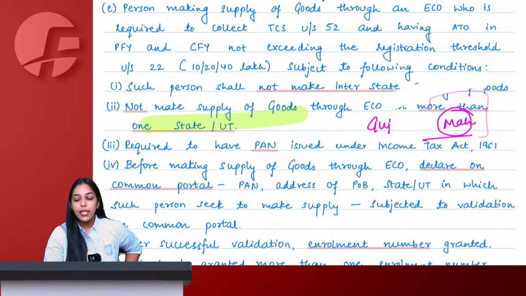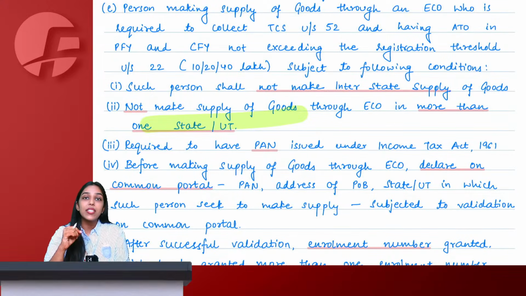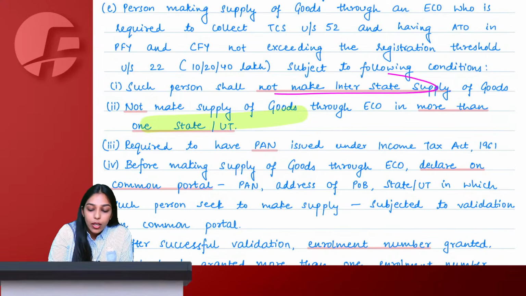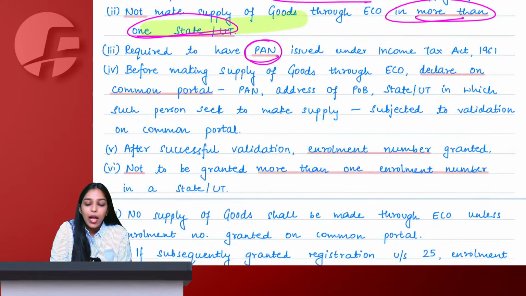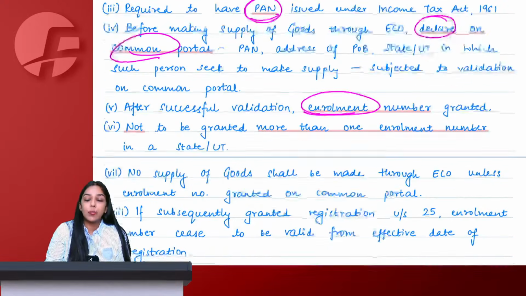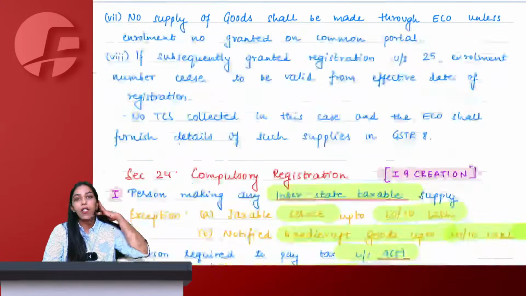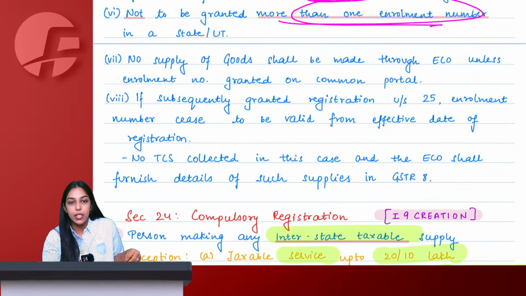Understand this? We are saying that if I want to stay unregistered up to my aggregate turnover reaching 10 lakh, 20 lakh, 40 lakh, whatever is applicable, and I want to make supplies through an e-commerce operator, I cannot make interstate supply. I cannot make supply in more than one state or UT. I need to have a PAN. I will declare the PAN on the common portal. The common portal will give me an enrollment number. I cannot have more than one enrollment number. After getting the enrollment number, only then can I make such supplies through an e-commerce operator as an unregistered person.